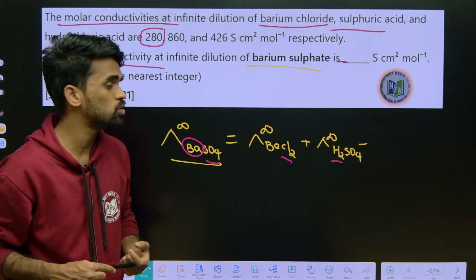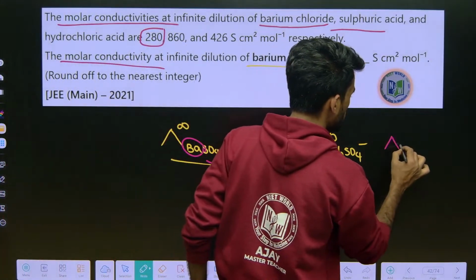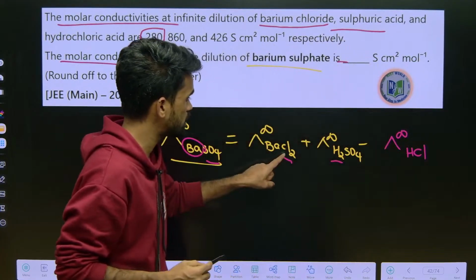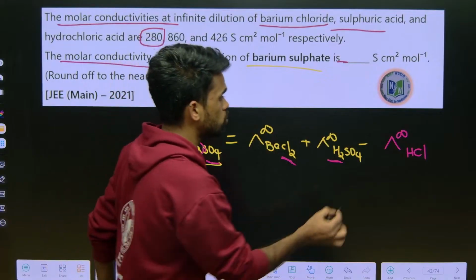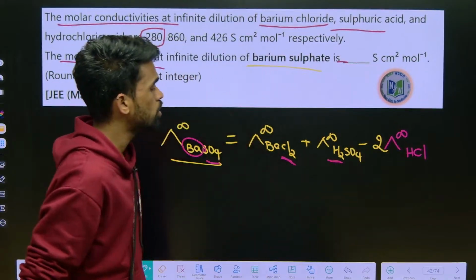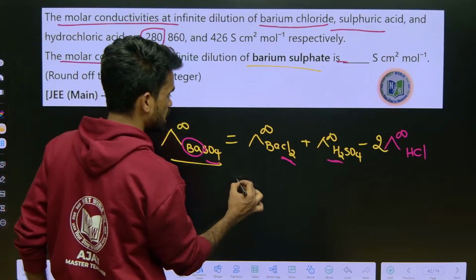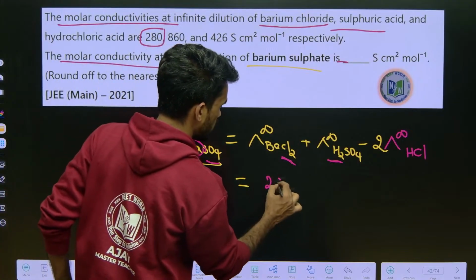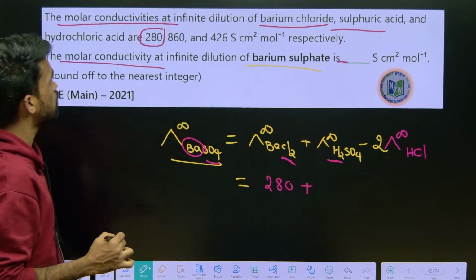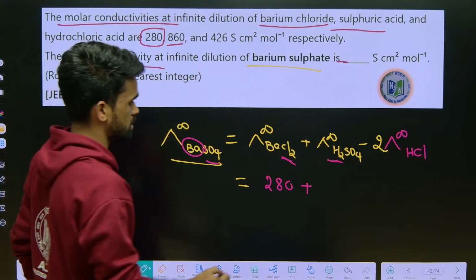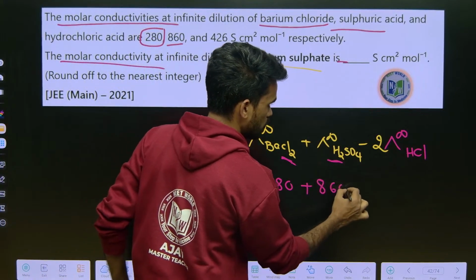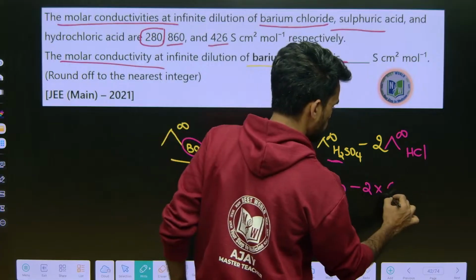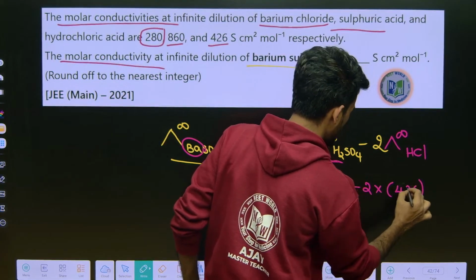So now what do we need to do? You need to remove those extra points. What are the things here? We have H and Cl. How many chlorides are there? 2. How many hydrogens are there? 2. So you just remove 2 HCl, minus 2 HCl. That's it. So just take the values over here. So the BaCl2 value is how much? It is 280. Take here 280 plus the sulfuric acid value. Sulfuric acid is 860. Yes, take here 860 minus 2 times HCl. How much for HCl? It is 426. That's it, 426.